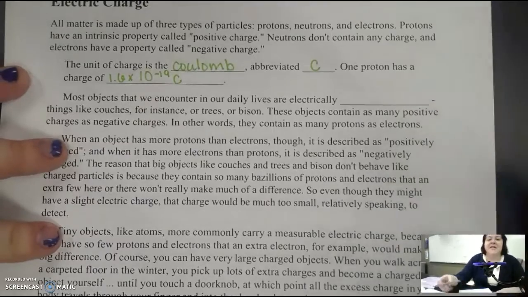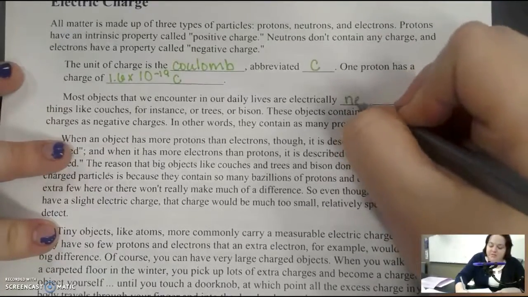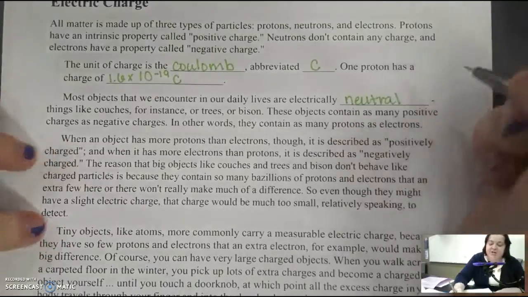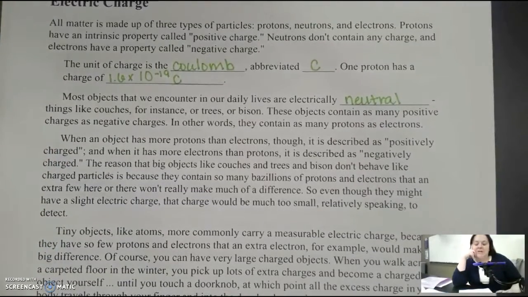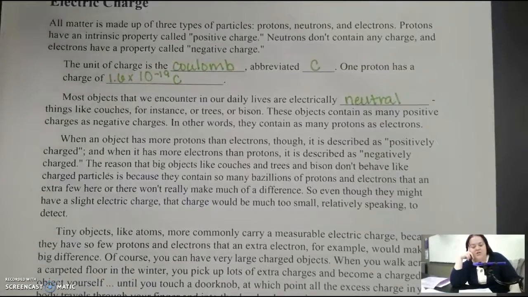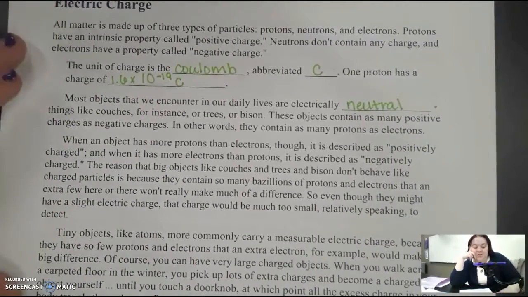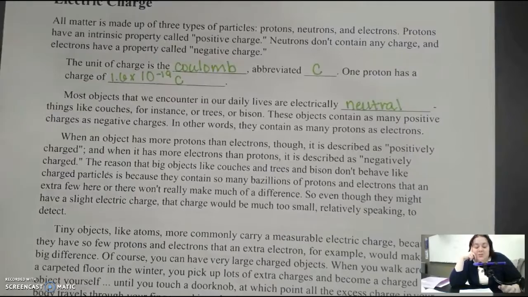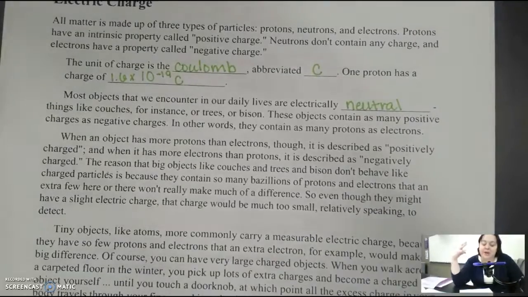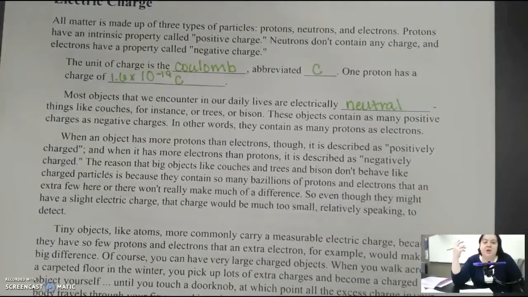So, most objects we encounter in our daily lives are electrically neutral, like couches, for instance, or trees, or bison. These objects contain as many positive charges as negative charges. In other words, they contain as many protons as electrons. When an object has more protons than electrons, it is described as positively charged, and when it has more electrons than protons, it is described as negatively charged. The reason that big objects like couches and trees and bison don't behave like charged particles is because they contain so many protons and electrons that a few extra aren't going to make a difference.